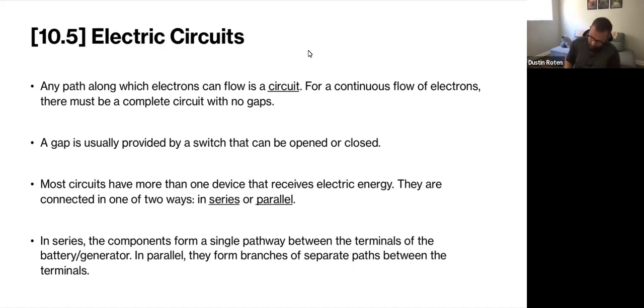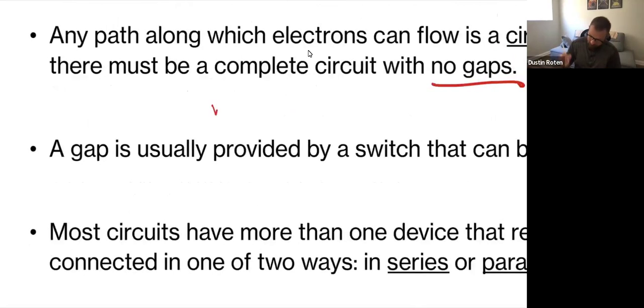A gap would be any sort of break in a wire, or even a break within a component itself, like if you had a lamp and a filament in the lamp, like a bulb, and that filament burns out, well, that's an open circuit. As long as that filament's there, you're going to have a complete circuit. If it's broken, you're going to have an open circuit. So complete circuit versus open circuit.